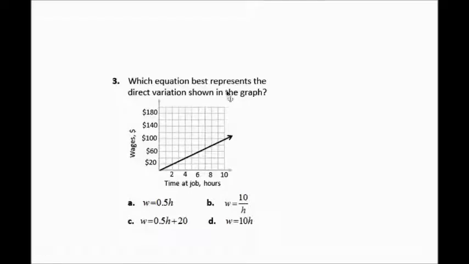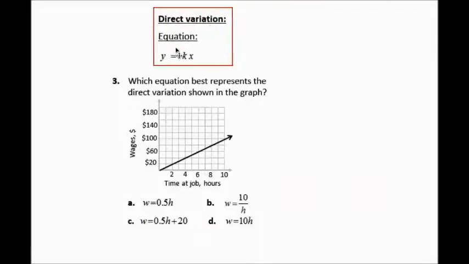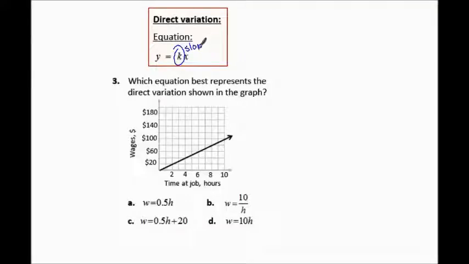Third problem, which equation best represents the direct variation shown in the graph? If you look at your notes, direct variation, this is the form of the equation it should have. Should have y, then a number, then x. Remember that this number is going to be your slope. So all we need to do is find the slope between two good points here. So I can see a good intersection point here, and I can see another one here. So let's see how much we went up, rise, and how much we did the run.